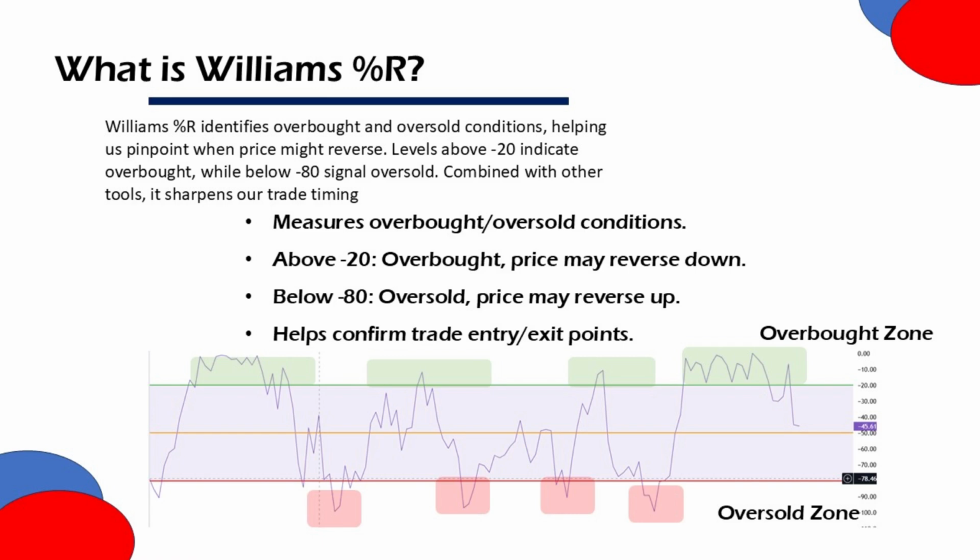Why is Williams Descent R useful? It helps traders spot potential turning points in the market by showing when price may be overextended. When used in combination with other indicators, like the EMA and FVG, it gives us a clearer picture of when to enter or exit a trade. For example, if the price is oversold below -80 and the trend is bullish, we might look for a buying opportunity when Williams Descent R crosses back above -80, signaling that the market could be ready to reverse.